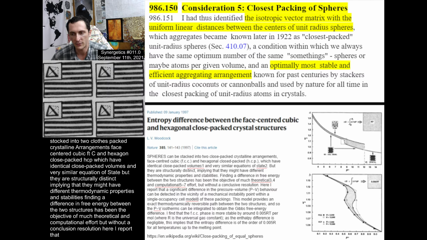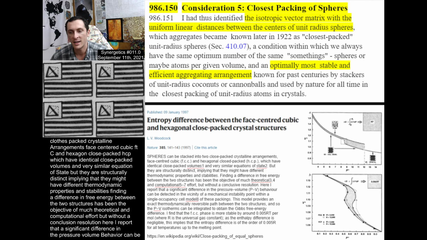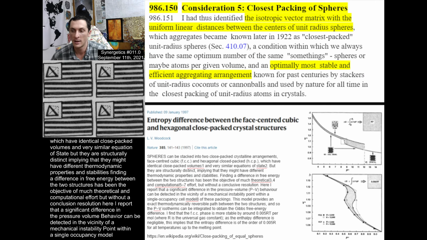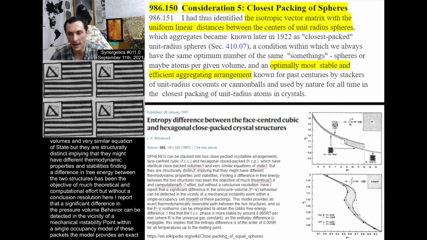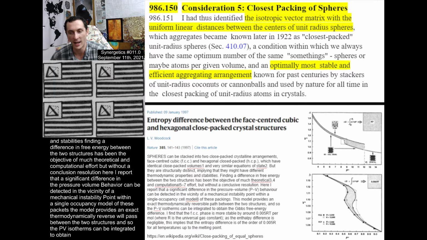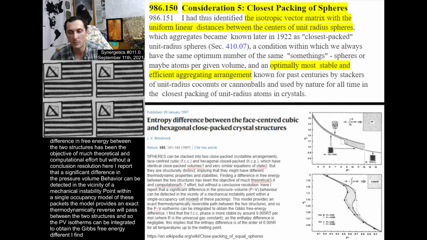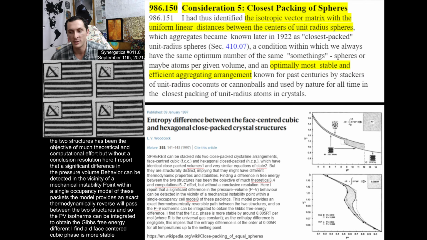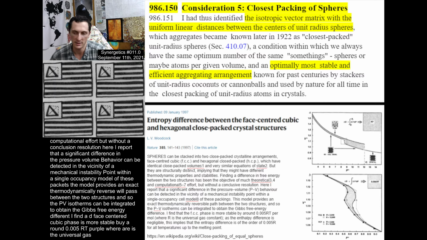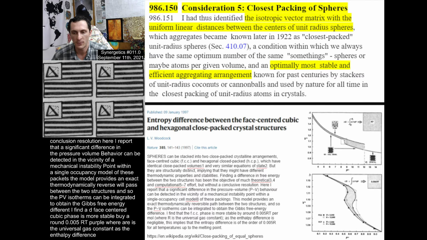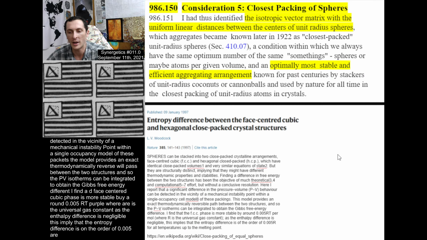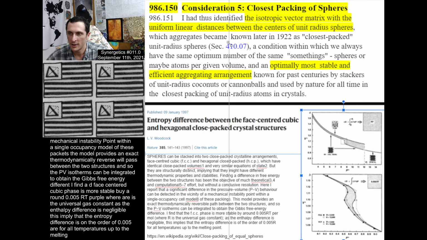Here I report that a significant difference in the pressure-volume behavior can be detected in the vicinity of a mechanical instability point within a single occupancy model of these packings. The model provides an exact thermodynamically reversible path between the two structures, and so the PV isotherms can be integrated to obtain the Gibbs free energy difference. I find that the face-centered cubic phase is more stable by around 0.005 RT per mole, where R is the universal gas constant, T is temperature, as the enthalpy difference is negligible. This implies that the entropy difference is on the order of 0.005 R for all temperatures up to the melting point. Here's the figure.